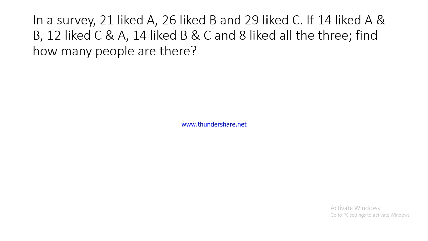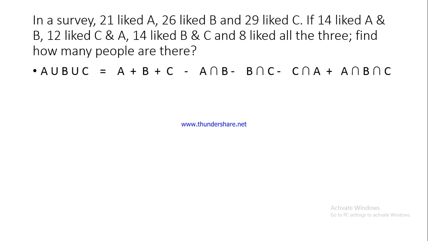So let us solve. You can see here there are three sets A, B and C, and we have been given quite a significant number of data points. Significant information has been provided, and now basically we have to find out how many people are there in all. Basically you have to find out A union B union C. You know that this is the formula for A union B union C.